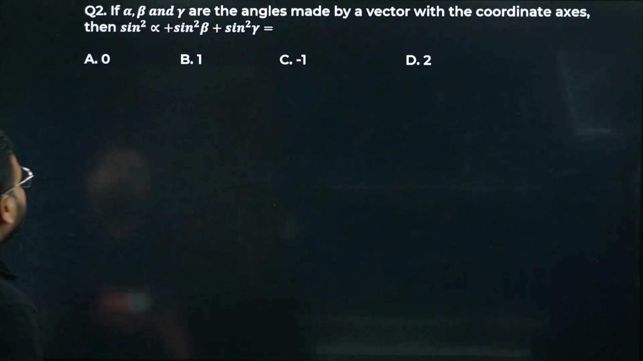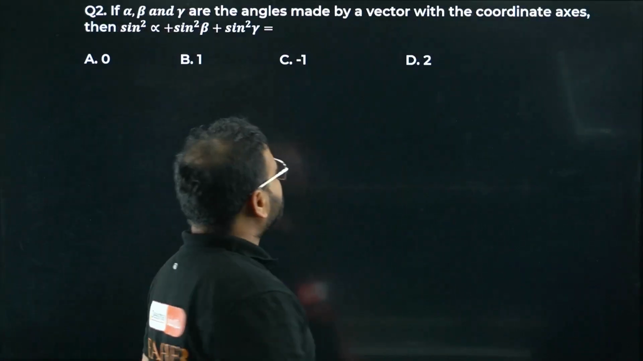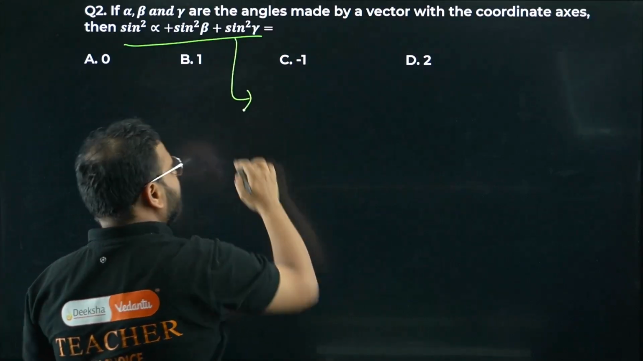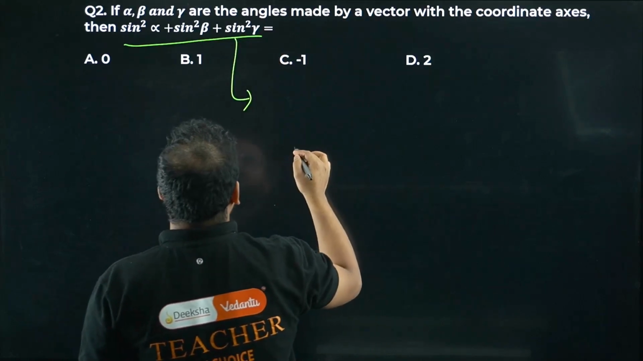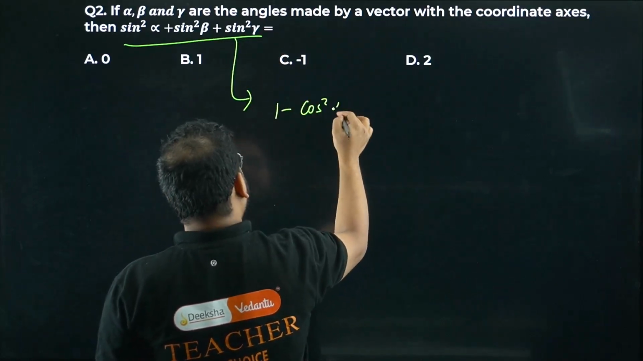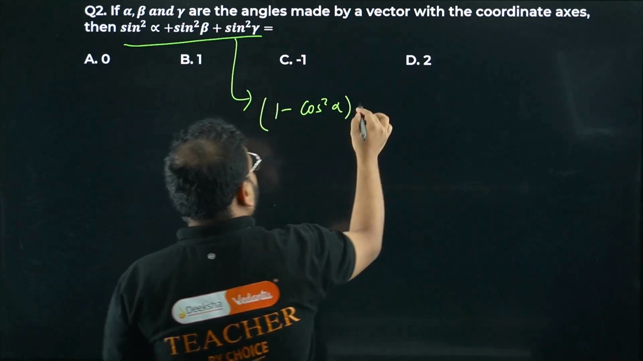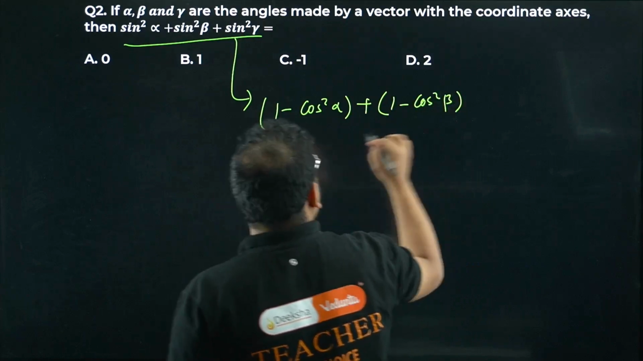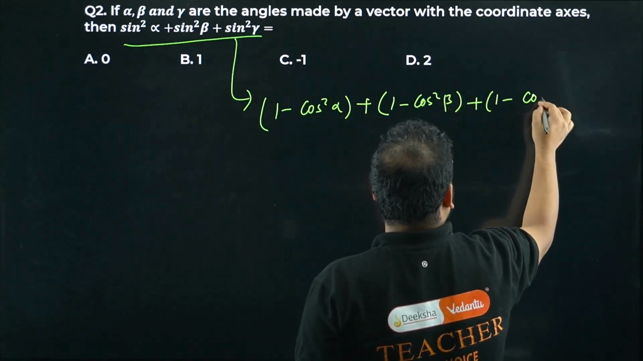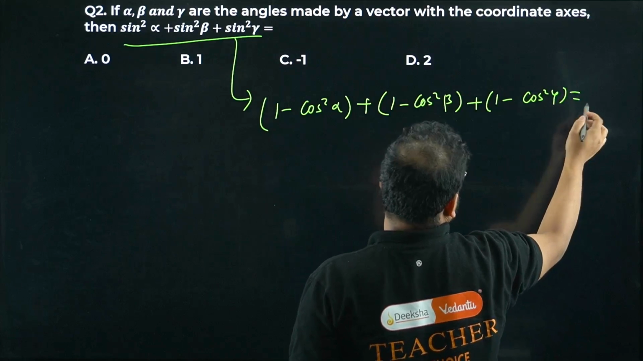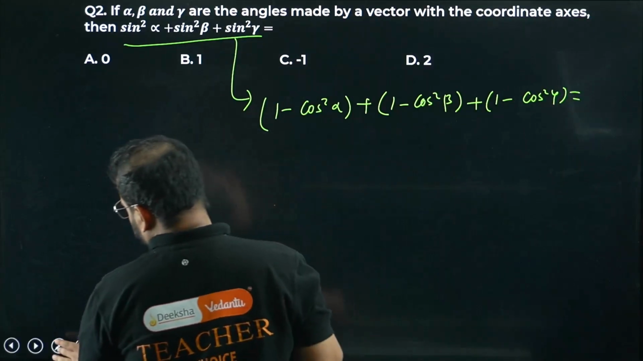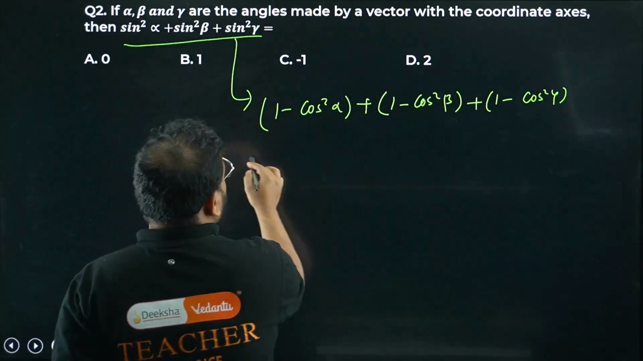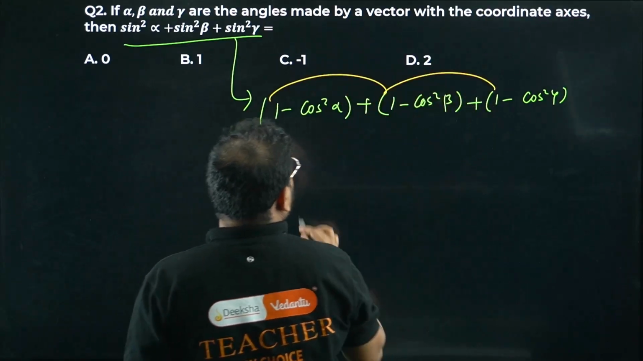If alpha, beta and gamma are the angles made by a vector with the coordinate axes, then find the value of this. We'll use the trigonometric formula. Please remember this: 1 minus cos square alpha for the first one, plus 1 minus cos square beta for the second one, plus 1 minus cos square gamma. Let's forget about the equal to sign, there's no equation over here. So I get 1 plus 1 plus 1, which is 3.